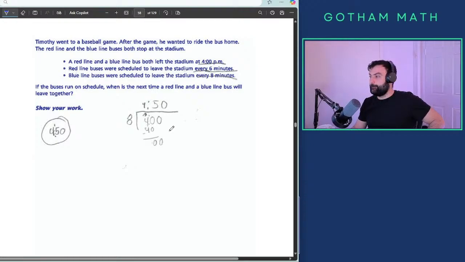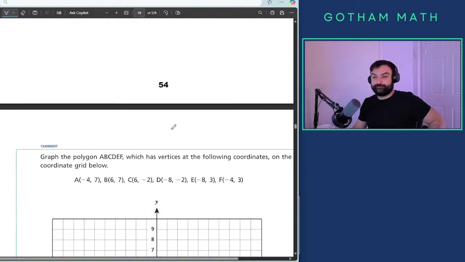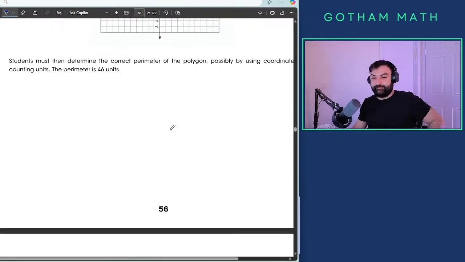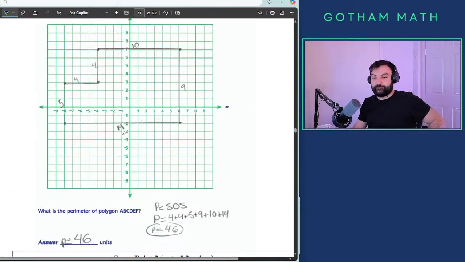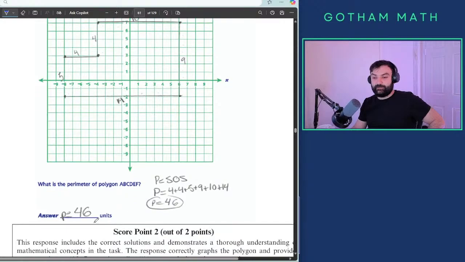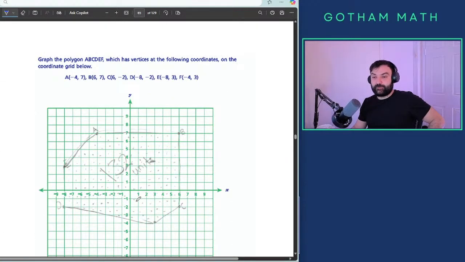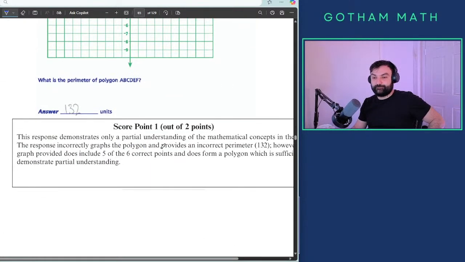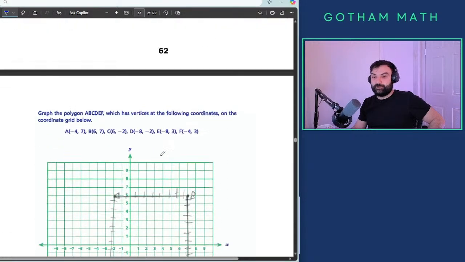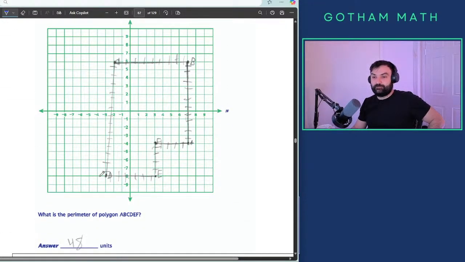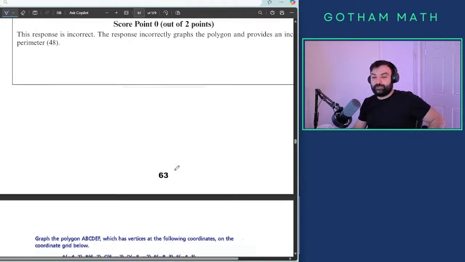What do you got? You got this picture, right? What's the answer? 46. Let's see if you got it. It is. That's the picture you have, right? That's the perimeter you have? Yeah. You would get 2 out of 2. Next. Oh my god, look at this. No picture at all. How are you planning to count that? You can't do it like that.